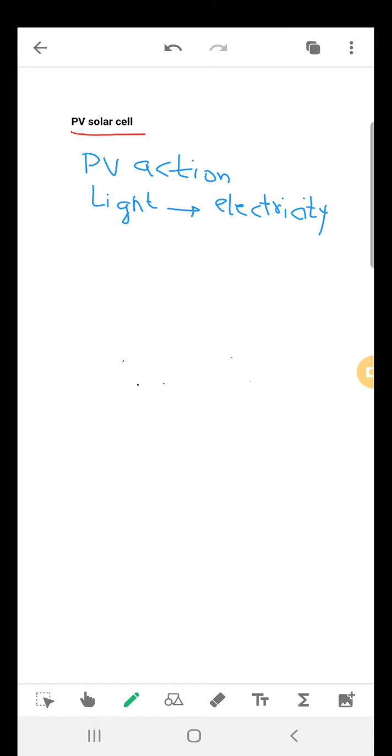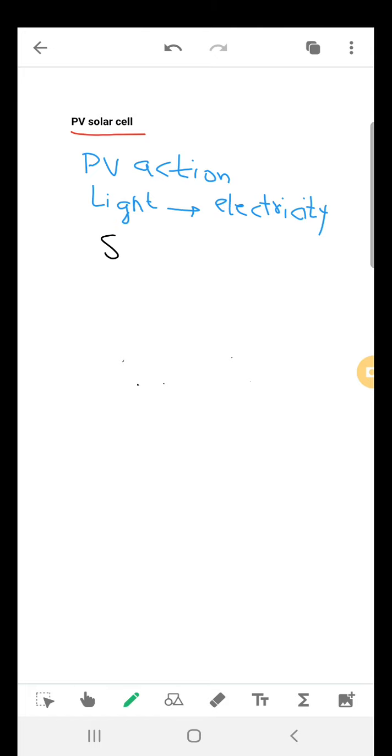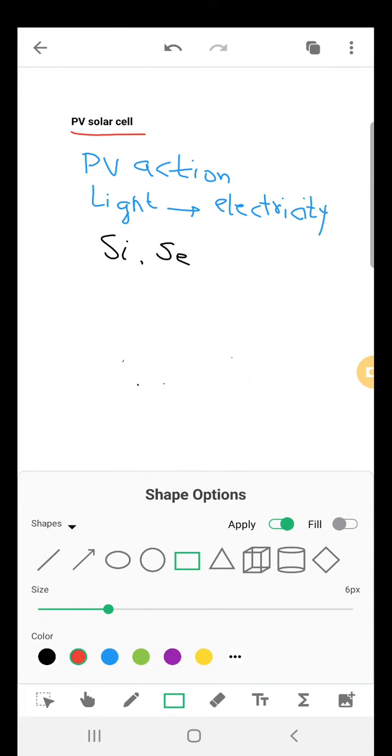It occurs in all semiconductors which are constructed to absorb energy, like silicon, which is mainly used, and also selenium. Now, the structure of a photovoltaic cell is something like this.